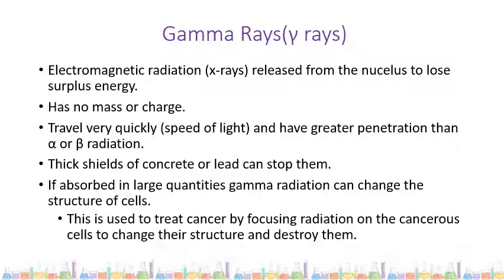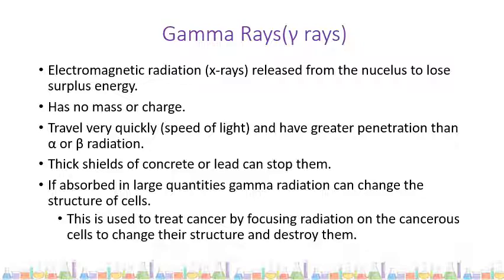Gamma radiation consists of rays, not particles. So it's electromagnetic radiation released from the nucleus in order to lose surplus energy that is built up in there. Because it is a ray and not a particle, gamma rays have no mass or charge. This allows them to travel very quickly at the speed of light and have greater penetration than alpha or beta radiation. In order to stop them, you would require thick shields of concrete or lead.